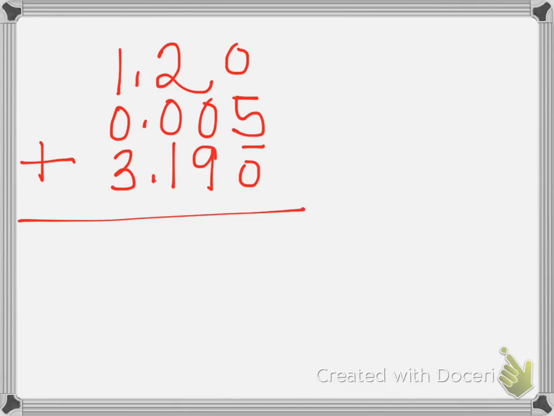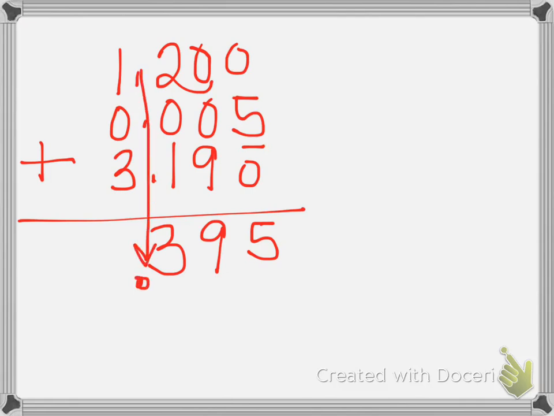So 5 and 0 is 5. 9 and 0 is 9, and 2 plus 1 is 3. Bring down your decimal point, and 1 plus 3 is 4. So the answer to that first problem, rewrite it using your columns, show your work, 4.395 or 4 and 395 thousandths.